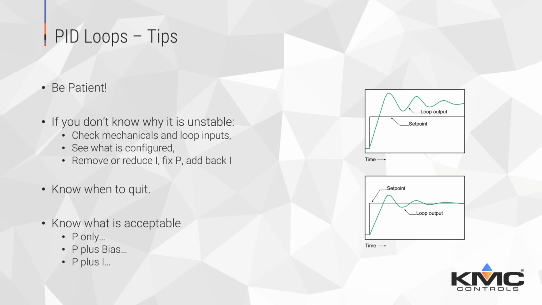And lastly, this takes some practice and experience, but know what's acceptable. Sometimes proportional only action is acceptable, or proportional plus a little bias. You may not always have to add integral to get a response that's acceptable to the occupant. Proportional integral is probably the most common, but don't be afraid to leave something with proportional only if you're getting the response that you want.